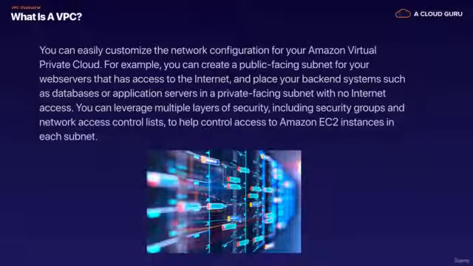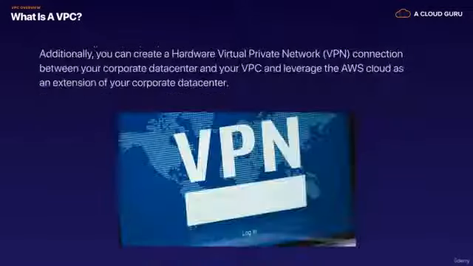For example, you can create a public-facing subnet for your web servers that has access to the internet, and then you can place your back-end systems such as your databases or your application servers in a private-facing subnet with no internet access. So in doing that, your web servers are exposed to the internet, but your sensitive application and database servers are not exposed to the internet. And you can leverage multiple layers of security, including security groups, as well as network access control lists to help you control access to Amazon EC2 instances in each subnet. And additionally, you can create a hardware virtual private network or VPN connection between your corporate data center and your VPC and leverage the AWS cloud as an extension of your corporate data center.